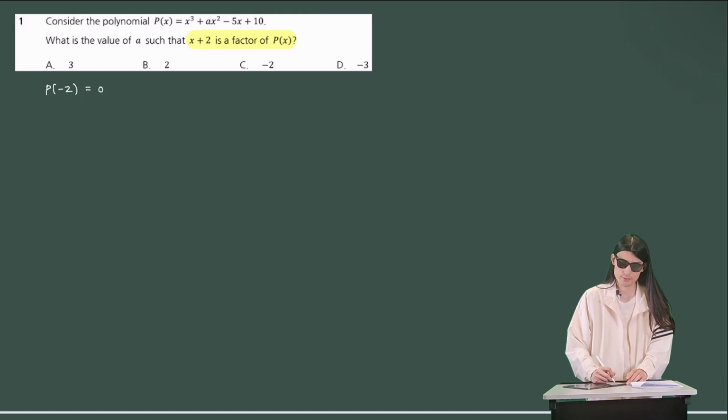In other words, negative 2 cubed plus 8 times negative 2 squared minus 5 times negative 2 plus 10 is equal to 0. And rearranging that gives a as negative 3 as your answer.